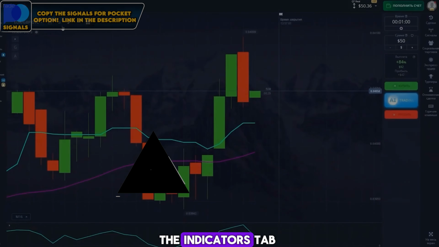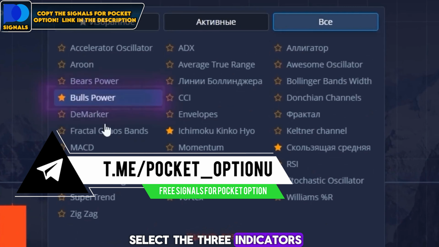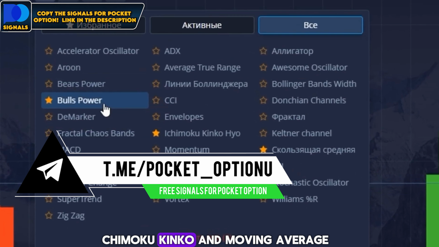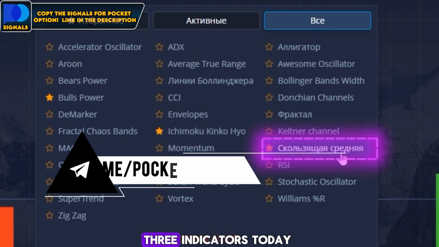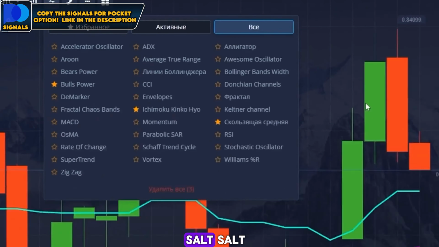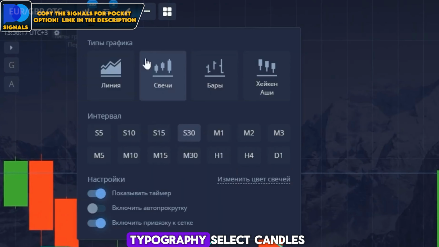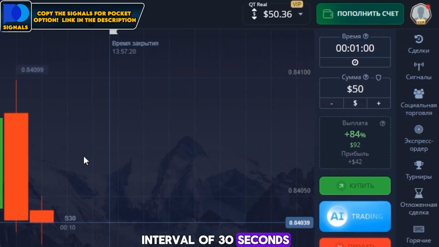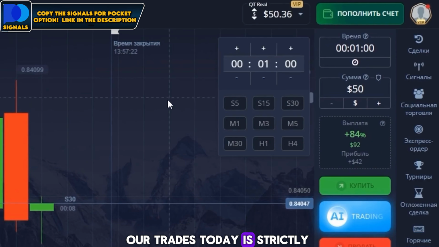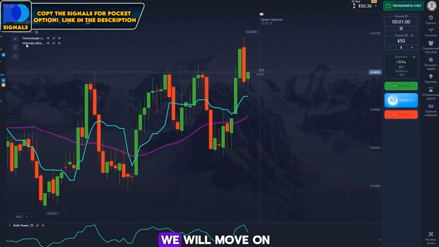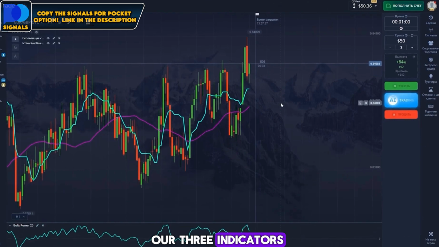First, we go to the Indicators tab and select the 3 indicators: Bull's Power, Ichimoku Kinko, and Moving Average. We will need these 3 indicators today. Next, we go to Chart Type, select Candles, with an interval of 30 seconds, and the time for our trades today is strictly 1 minute.